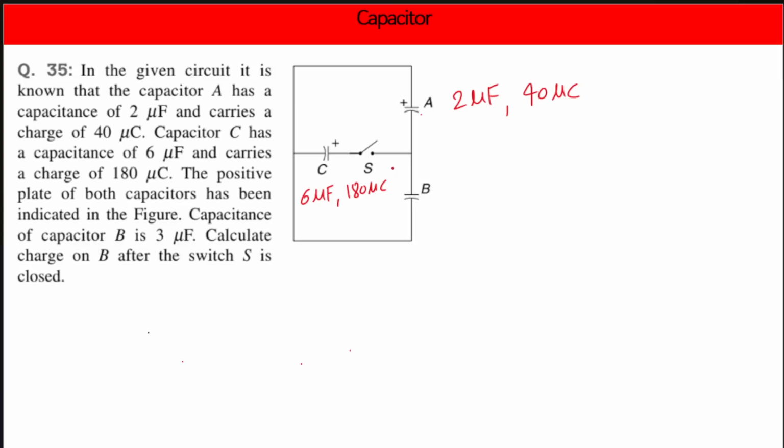For B, no charge is given in the question, and it is said that the positive plate of A is this one as indicated in the diagram. So this is positive, this will be negative, and this is the positive plate of C, so this will be the negative plate of C. Now what we are asked is: the moment you close the switch, what will be the charge on capacitor B? Done it?